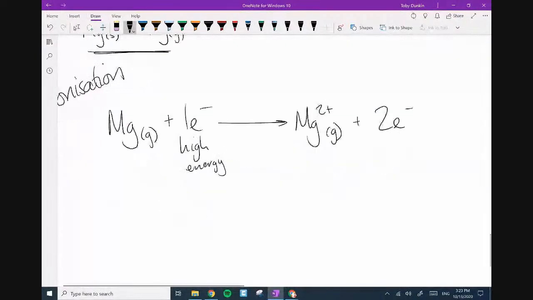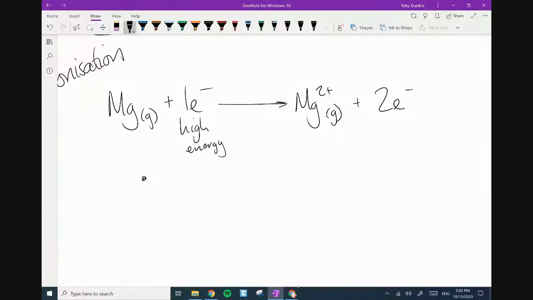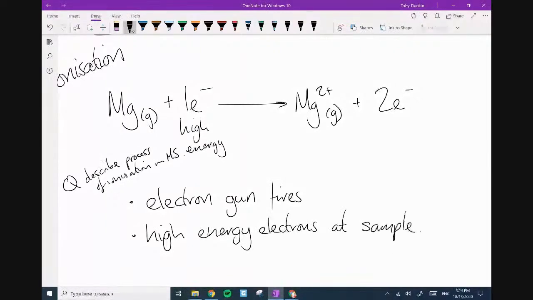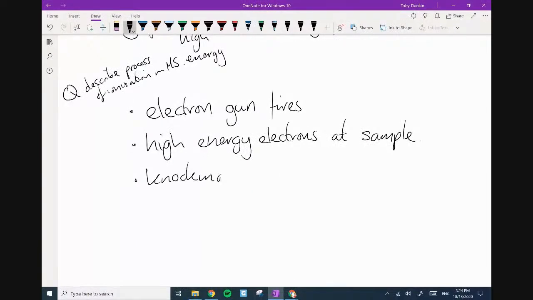Here's the words for this. Question: describe the process of ionization in mass spec, in MS. Electron gun fires high energy electrons at sample, knocking off the outermost electron, forming +1 ions.